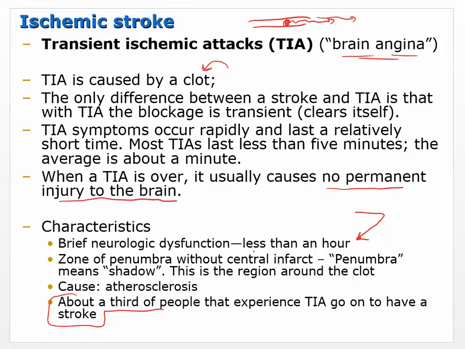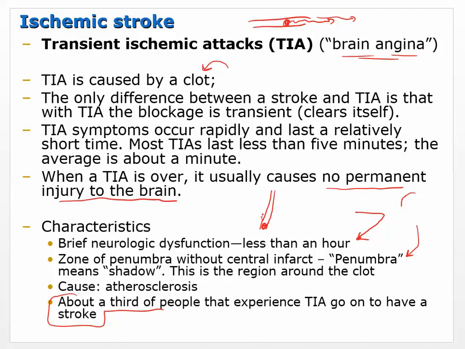There's a brief neurological dysfunction, less than an hour. The damage that does occur, even though it's not permanent, is something called a zona penumbra without central infarct. So what happens is that if you look at a certain, so this is your blood vessel, this is where the clot happens.